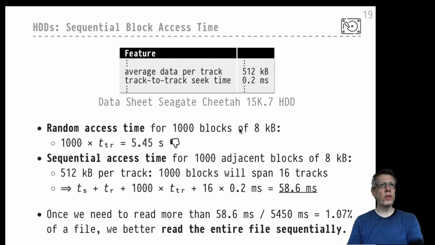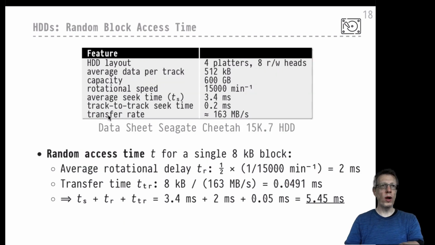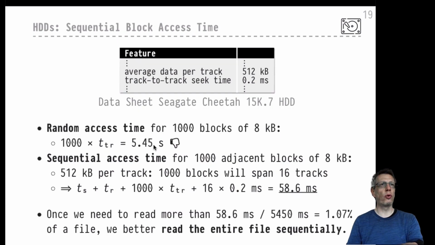If you would do that in the normal random access fashion, we would have to expend 1000 times the access time that we have just computed, and that would be 5.45 seconds, and that's really super slow. So 5.45 seconds to read these 8 megabytes of data in random access mode is really some waiting time. In sequential mode, the whole thing looks different, and quite a bit better.